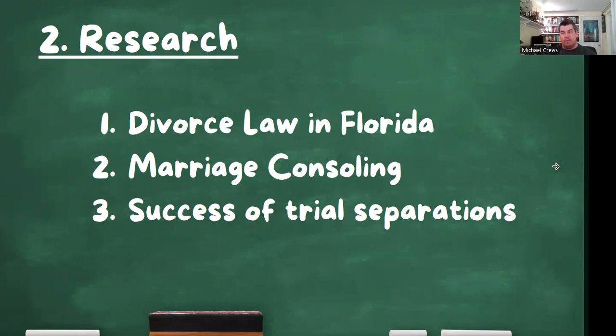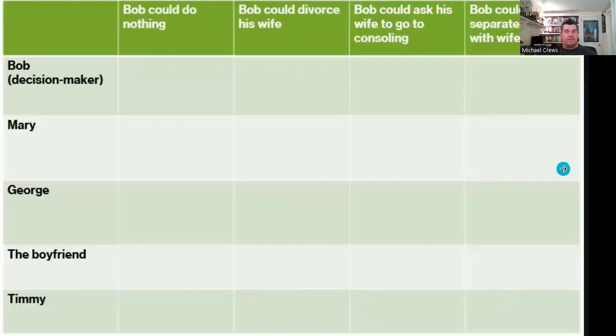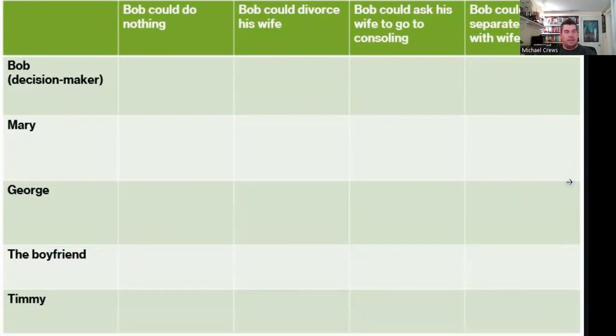And then I'm ready for my analysis chart, okay? Step 3 is analysis, and that's when we have the chart. So here's an example of a chart that I have here. I've got Bob as my decision maker, and then I've got Mary, George, the boyfriend, and Timmy. So I've got everybody that was laid out in the case and mentioned as a decision maker. You can see here, even in this little simple case, I've got more than 4. So you're definitely going to have more than 4 in your case, which is more complex than this.